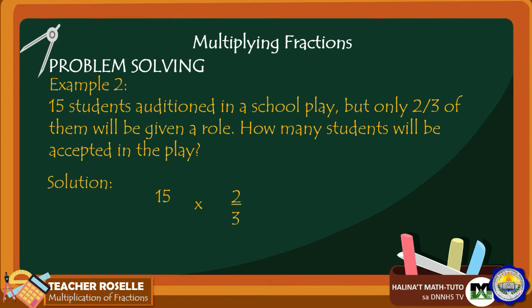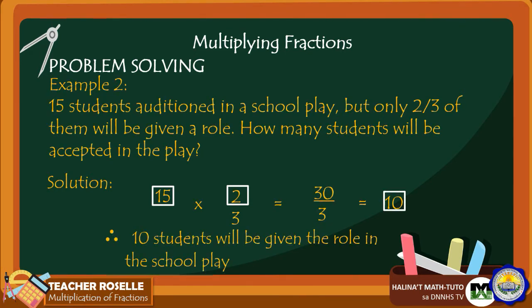In multiplying a whole number and a fraction, just multiply the numerator of the fraction and the whole number. 15 times 2 is 30. That will be the numerator of our answer. After that, just copy the denominator 3. So our product now is 30 over 3. Simplifying the answer, 30 divided by 3 is 10. Therefore, 10 students will be given the role in the school play.